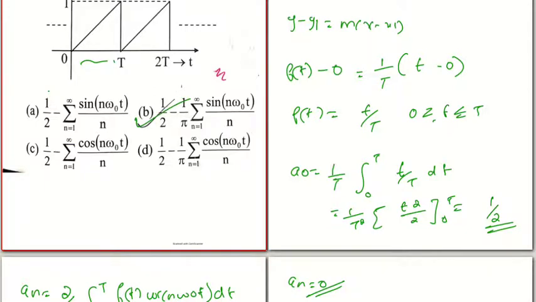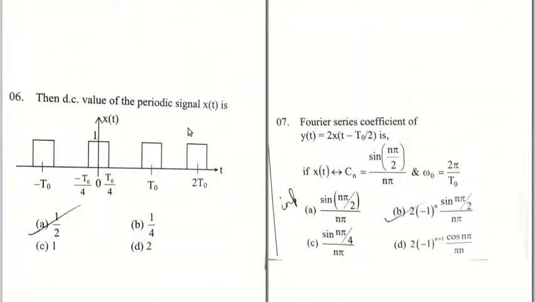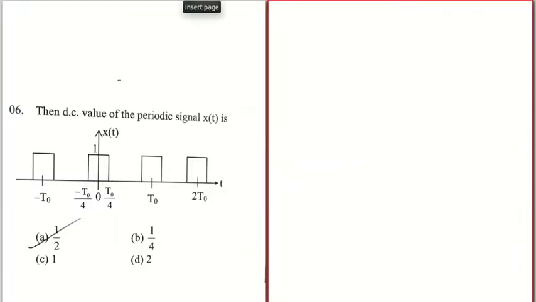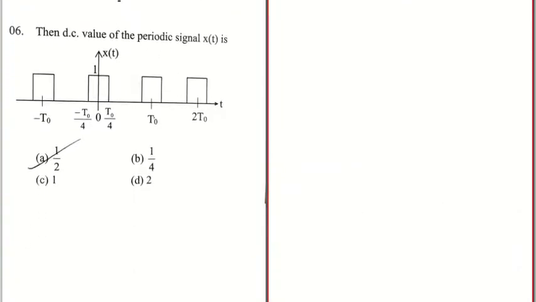Okay, now let's do the next question. Find the DC value of the periodic signal x of t. So we have to find out the DC value of the periodic signal x of t. DC value is actually the area divided by the period. The period here is t0, because it is going to be repeating after t0 interval only.